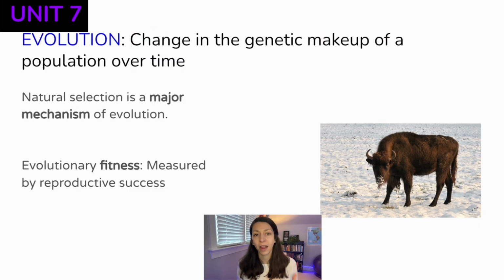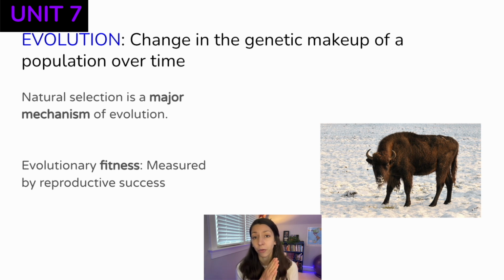So when we talk about natural selection, we're talking about it as a mechanism of evolution. Natural selection is one of the major mechanisms of how organisms evolve on Earth. And evolution we can define as the change in genetic makeup of a population over time. Small changes can accumulate into massive ones over many millions of years and millions of generations. And natural selection explains how that can happen in different environments.